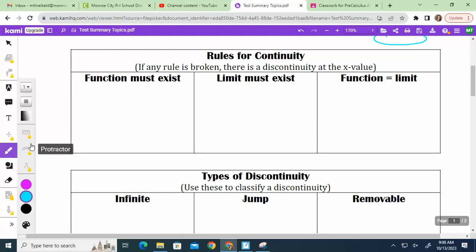So the first one, the function must exist. So a situation where your function doesn't exist might be like, here's some graph with an open circle. Let's say that's at 2. So this is discontinuous at x equals 2. The reason being f of 2 does not exist. It's an open circle on my graph. There is no point.